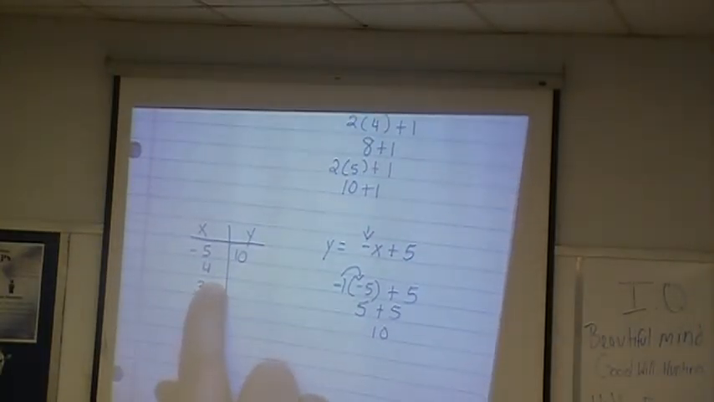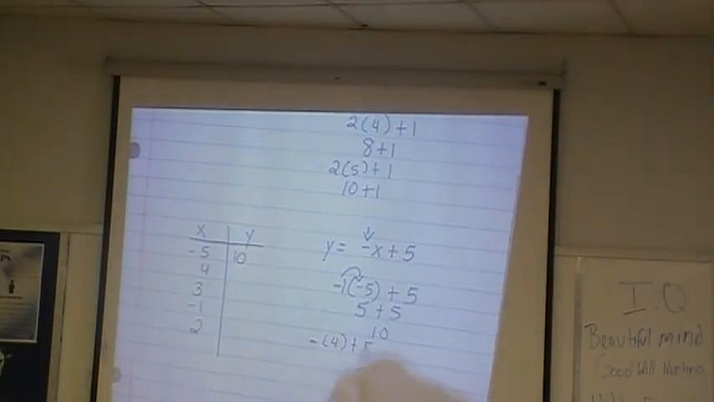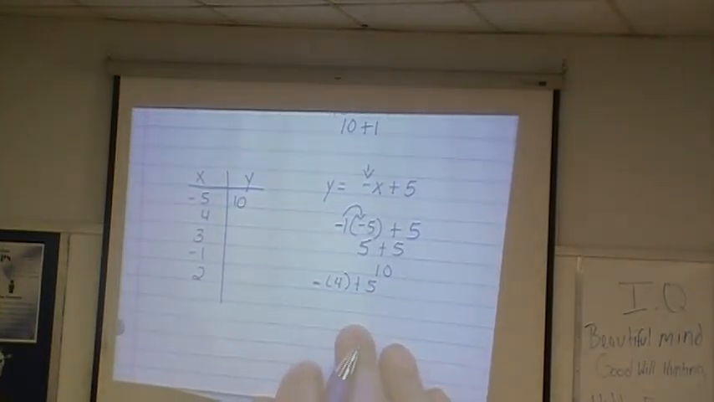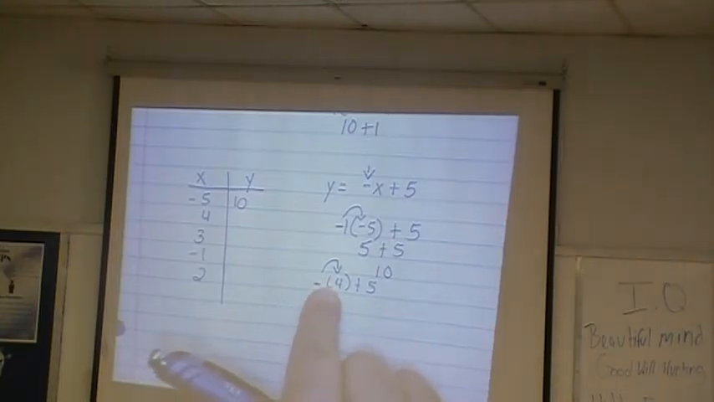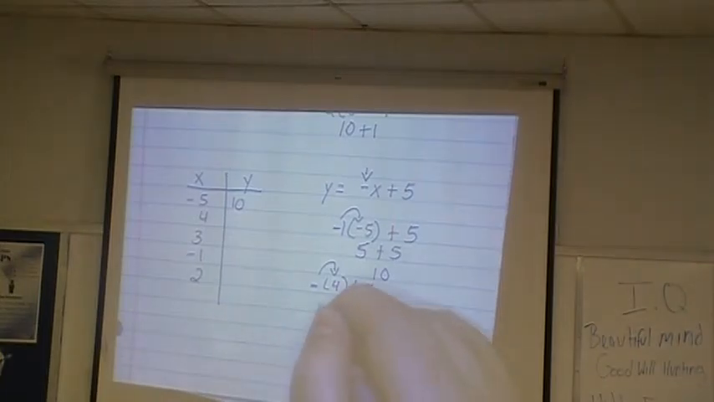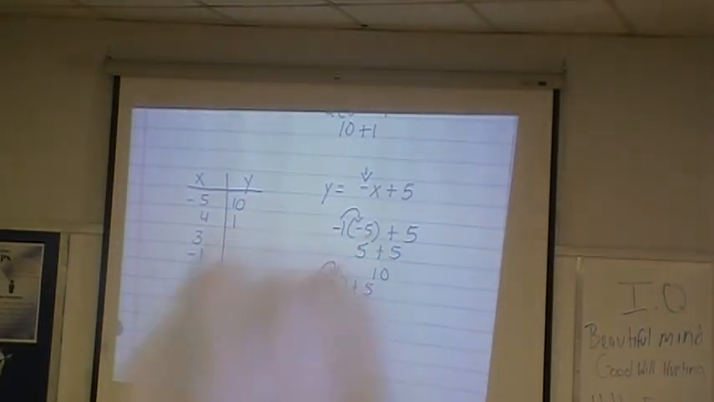So this is all right. What about if x is 4? Well, over here I have a negative. I can't just get rid of that negative. I've got to keep it. But in parentheses, I'm going to put 4, and then your plus 5. Well, this is saying, all right, negative 1 times 4 gives me what? Negative 4. And then negative 4 plus 5 gives me what? Positive 1.